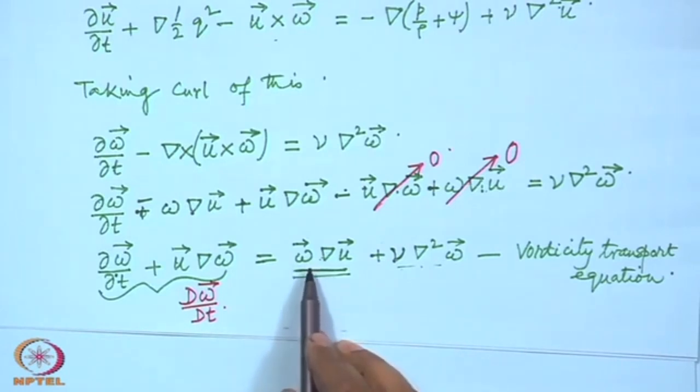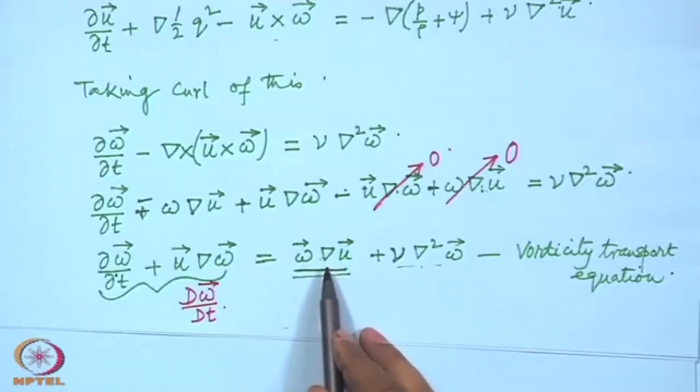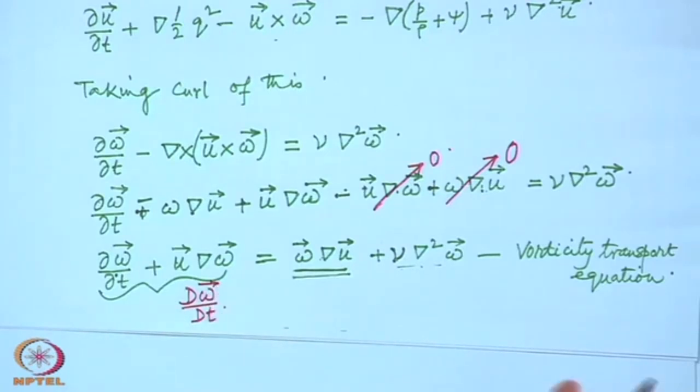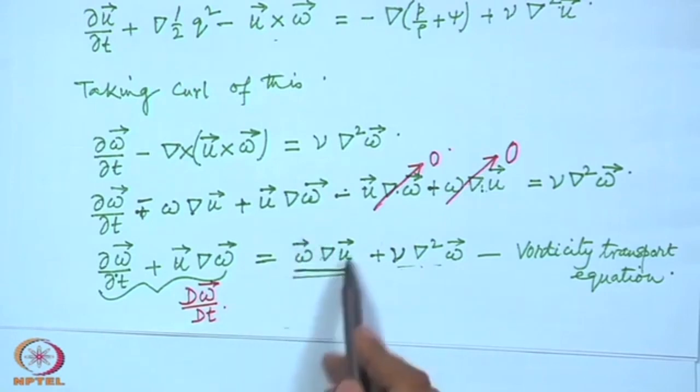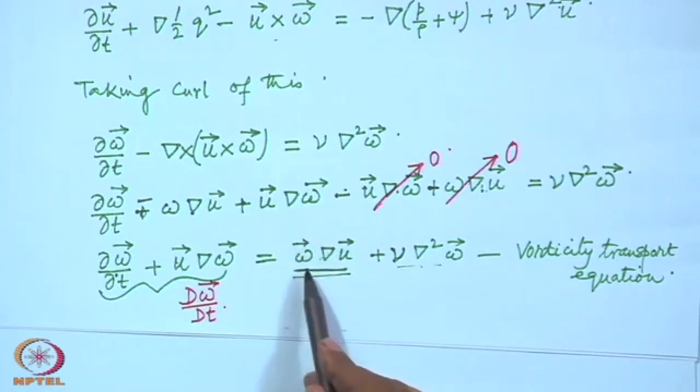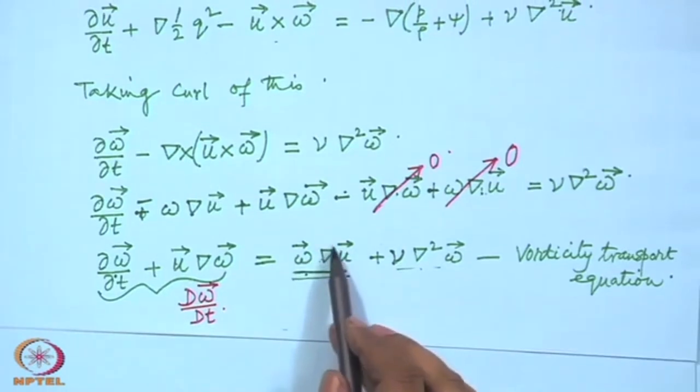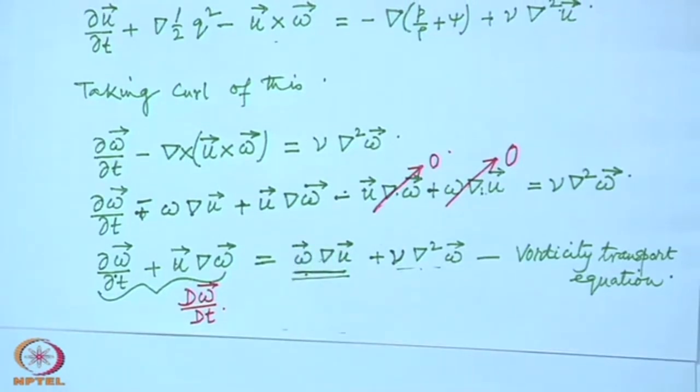This is of course another cause of change of vorticity, but which has no analogue in the momentum equation. That is, the momentum cannot be changed by this mechanism. However, vorticity can be changed by this mechanism. Transport by convection and transport by diffusion are valid for both vorticity as well as momentum. However, this type of change, this term, does not occur in momentum. Momentum cannot be changed by this process, while vorticity can be changed by this process.